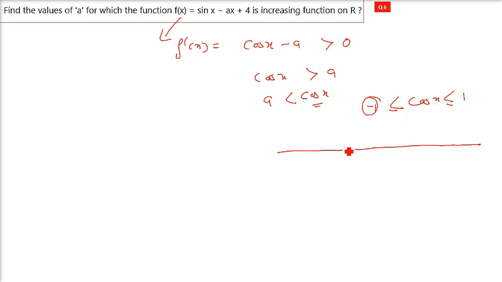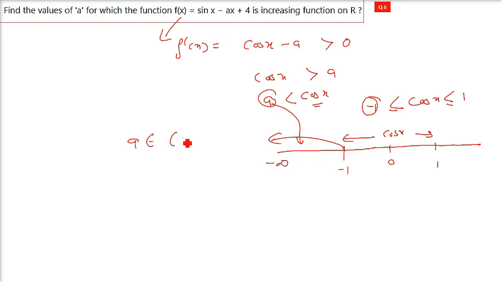I'm just saying let us understand it by the number line. This is -1, this is 0, this is 1. Now cos x is from here to here. A is less than cos x, so A is on the left hand side of -1, and from the point -1 we go till -infinity. So A should fall between which numbers? -infinity to -1. So A should belong to -infinity to -1.